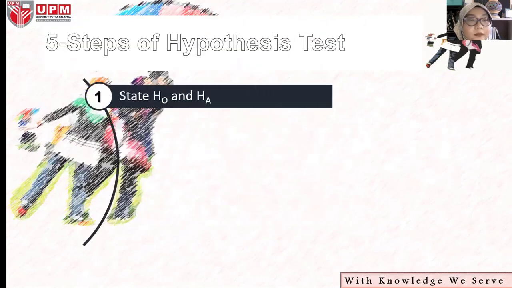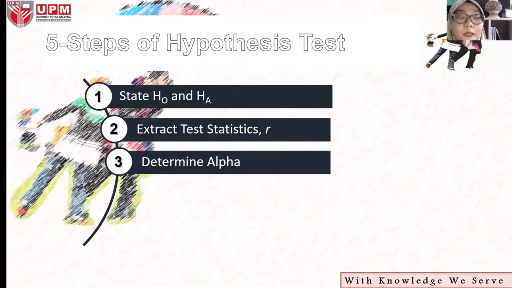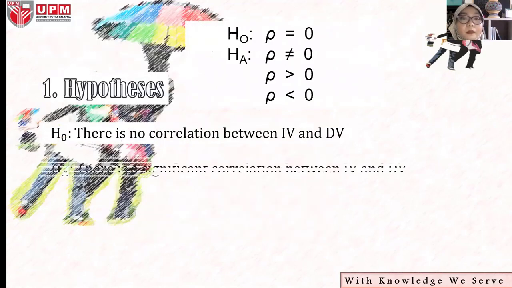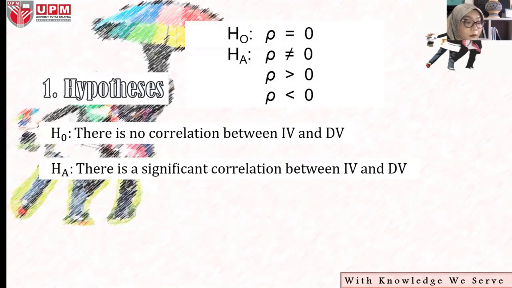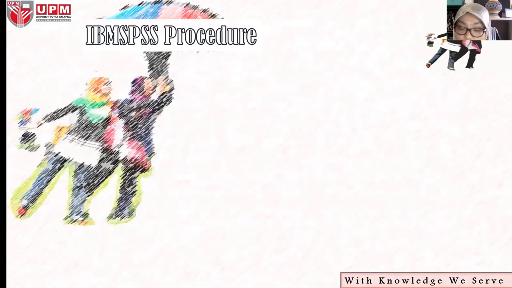Okay, so this is the basic structured steps. The first one, you need to have your hypotheses, both H0 and HA. Then we run the analysis and extract the test statistic, which is r. Then we set our alpha. Then we make a decision by comparing the significance value and alpha, and lastly we make a conclusion based on the result. Again, this is the example of the null hypothesis and research hypothesis, exactly similar as earlier. And then extract, so run.